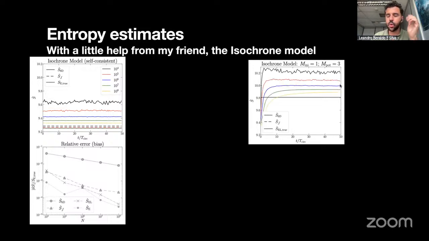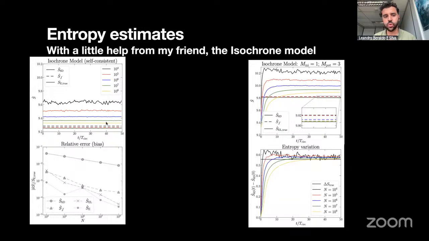By the way, I forgot to mention that this thick gray line here is also the true answer in this new potential. That's where you would expect your entropy to converge to. Again, we can see the bias here, and we do see this entropy increase over time when you integrate these orbits. But when you use actions as arguments for your DF, you are much closer to the true answer. That's what this is showing.